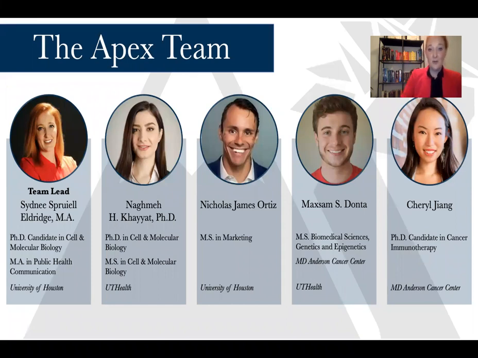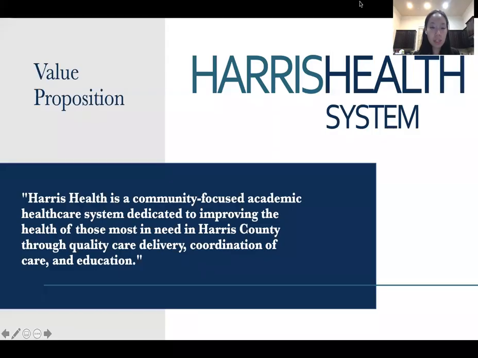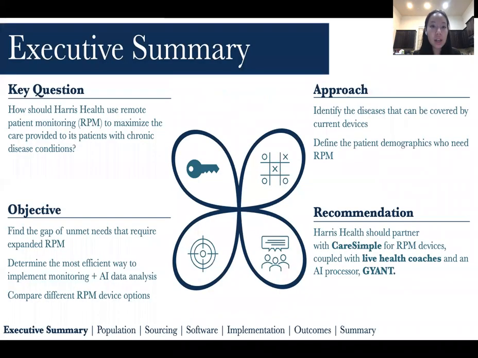more about our approach. Our client that we are aiming to serve is the Harris Health System, a community-focused academic healthcare system dedicated to improving the health of those most in need in Harris County through quality care delivery, coordination of care, and education. Here is an executive summary of our presentation.